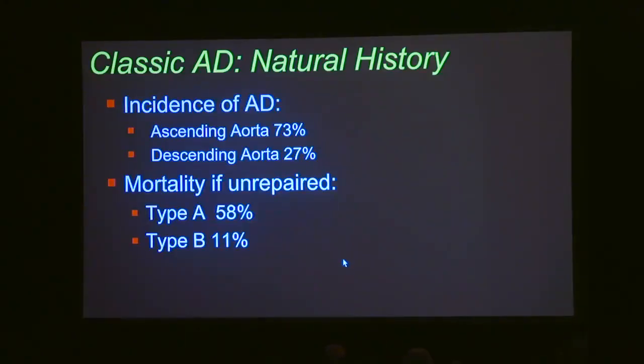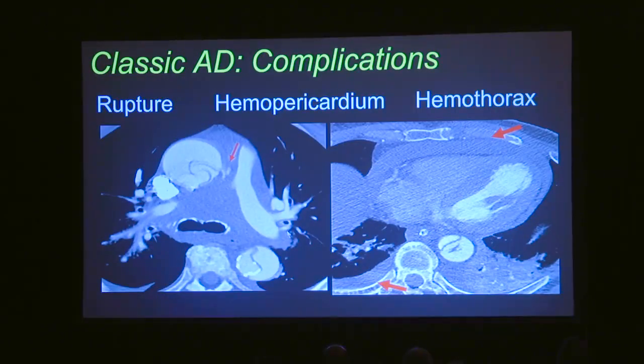The natural history of aortic dissections is most commonly in the ascending aorta, and the majority of type A's actually lead to mortality if they are unrepaired. These are examples of complications of type A dissections. You can see that there's rupture of the ascending aorta, there's the intimal flap, there's an associated hemomediastinum, there's also associated hemopericardium, as well as bilateral hemothoraces.